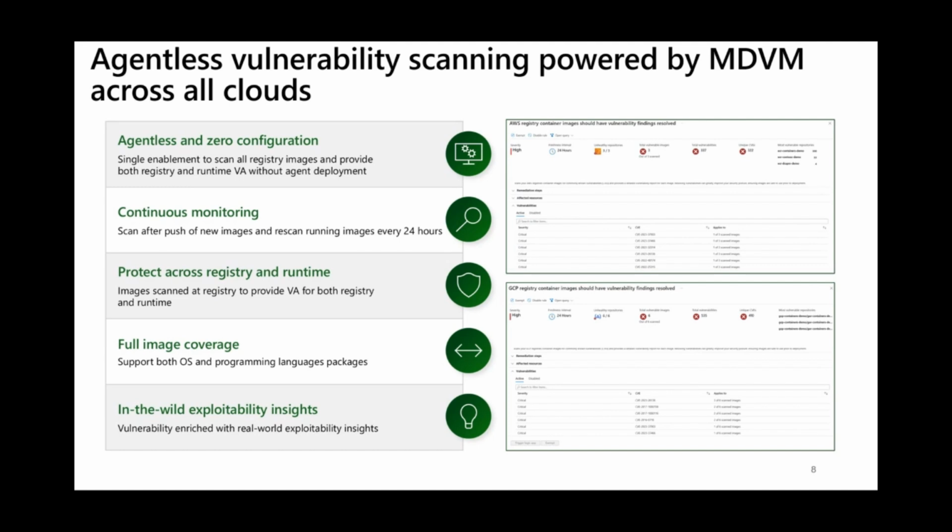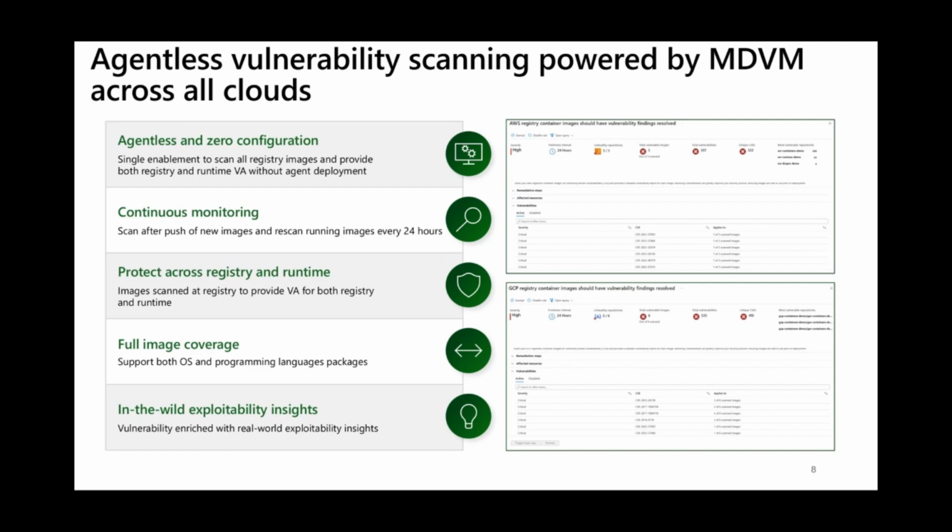The second thing that you'll notice here is the continuous monitoring. So we're able to scan new images after push and also rescan images that are running every 24 hours on the cluster. So this is providing an increased time interval here for the vulnerability results and also showing you a more accurate view of the latest vulnerabilities in your containerized environments.